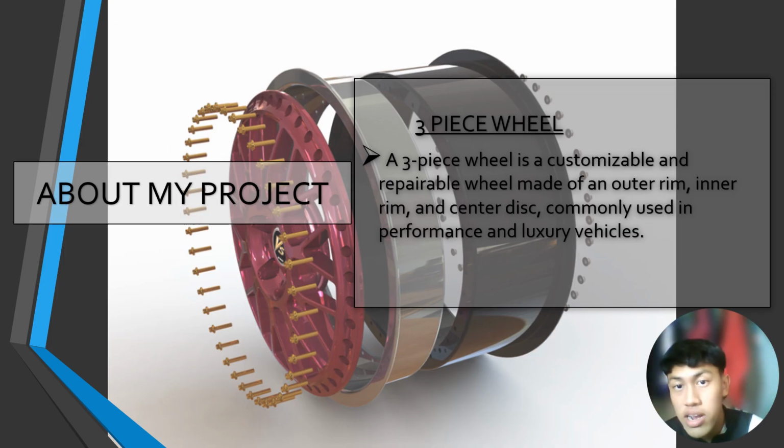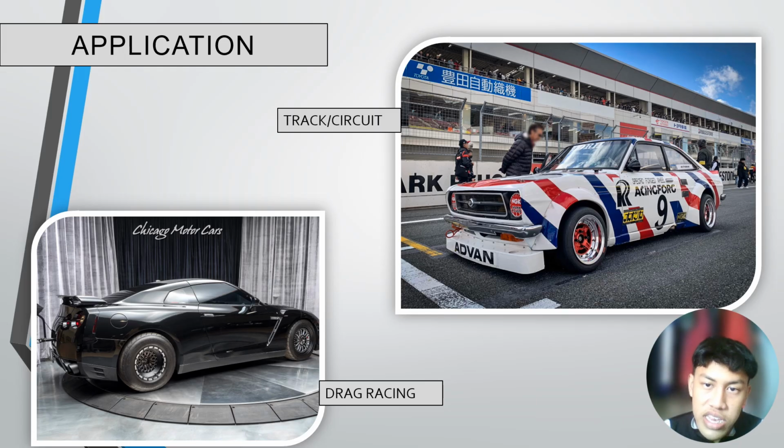So about my project, I'll be making a three-piece wheel. A three-piece wheel is basically a customizable and repairable wheel made with an outer rim, inner rim, and a center disc, commonly used in performance and also larger vehicles. So as you can see here in the application for performance, it can be used during endurance, track circuit, or even for drag racing.